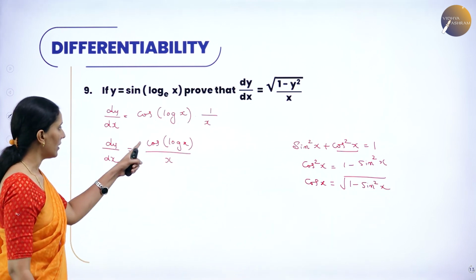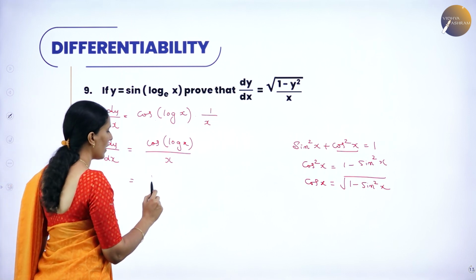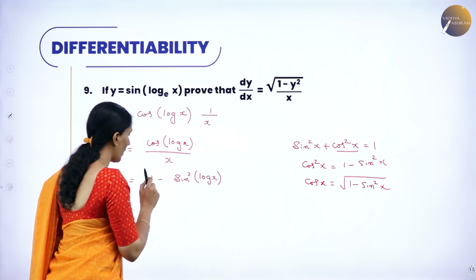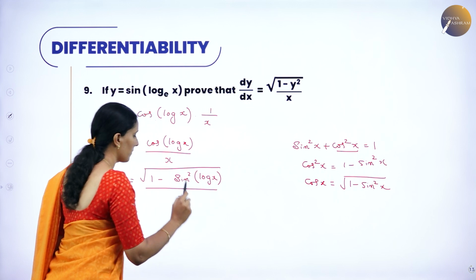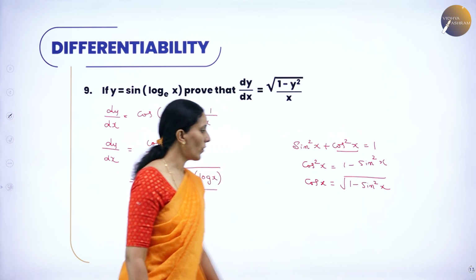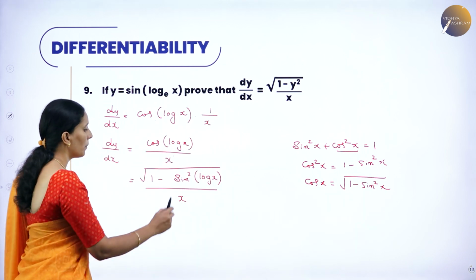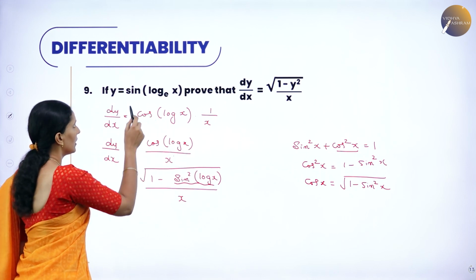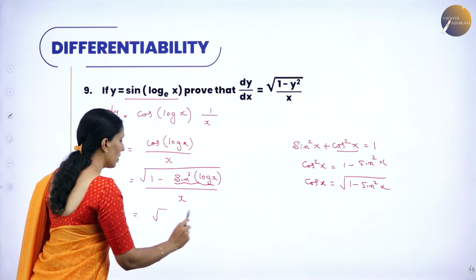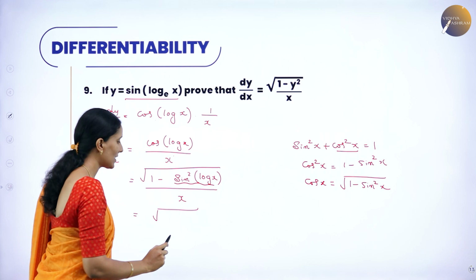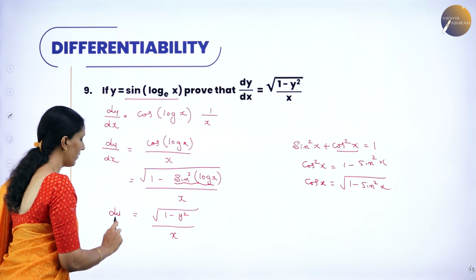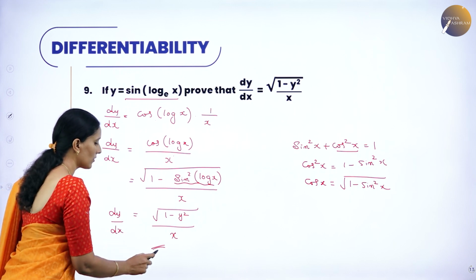So using that result here, cos of log x can be written as 1 minus sine square log x under the square root divided by x here. So using the same concept here, in the place of x you have log x. So 1 minus sine square x becomes 1 minus sine square log x. But what is this sine square log x? Here sine of log x is nothing but y. So in the place of sine of log x, if you replace y, it becomes root of 1 minus y square divided by x, and hence we have dy by dx as required.